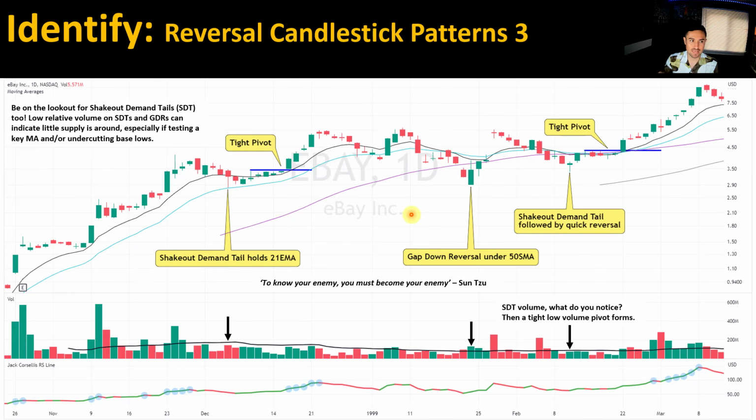This is then eBay, just to give you another visual example. So be aware in bases of shakeout demand tails. See how this holds the 21 EMA. Remember what we said earlier about reversal extensions, potentially going down to a lower time frame. Here you get a gap down reversal bar and strong recovery. And then here you get a shakeout demand tail. Then it moves and then you get your tight pivot here. Then this would actually be a wedge pop back through. This is eBay back in 1998 and 1999. So be aware of the shakeout demand tails and the gap down reversal bars in developing bases and around key moving averages.